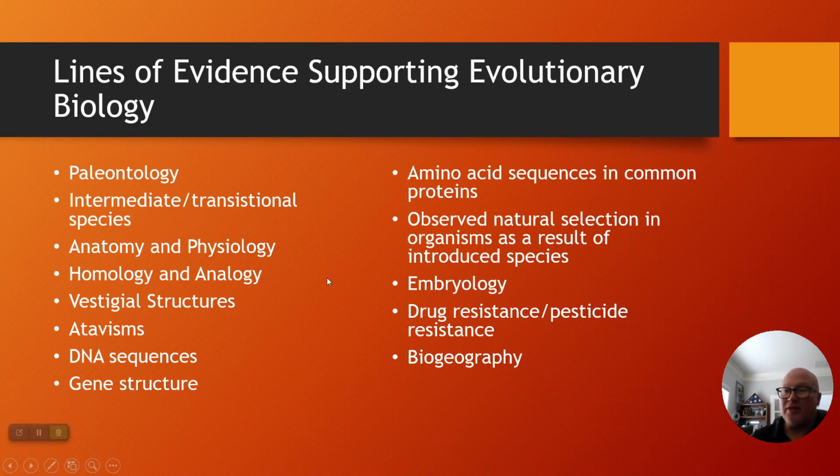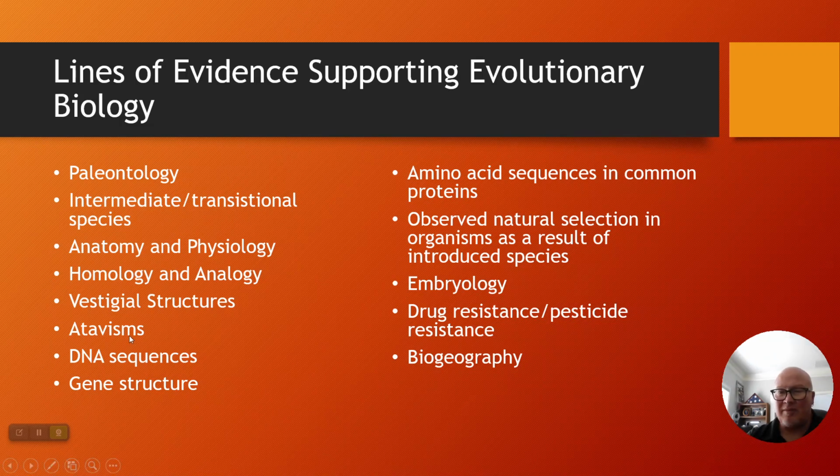How is it that we know that evolution happens? We have evidence from all of these different areas that support evolutionary theory: from paleontology, from transitional species, studying the anatomy and physiology of organisms, homology and analogy, vestigial structures. Vestigial structures, this is kind of cool because these are structures that no longer have a purpose. For instance, like our wisdom teeth or our appendix.